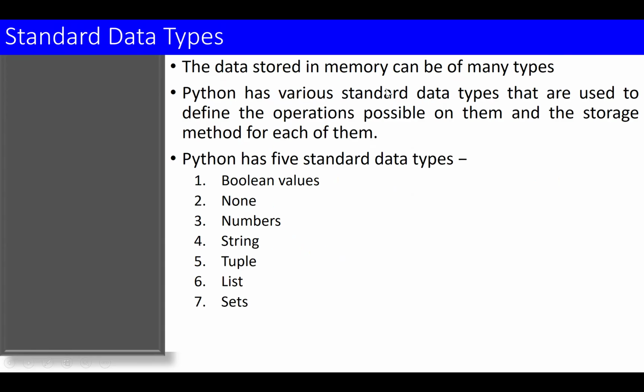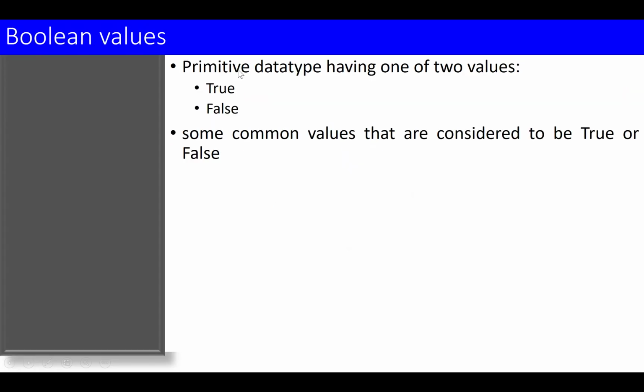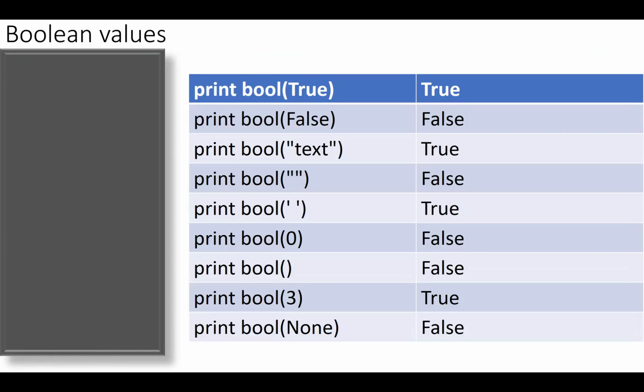Next, the data stored in memory can be of many types. Data types in Python. Basically there are 5 standard data types, but here, other than those 5, the remaining are also listed. What are those? Boolean values, None, numbers, string, tuple, list, sets. None is a data type which won't return any value. Boolean is a primitive data type having one of two values. What are those? True and false. So Boolean values means true and false.